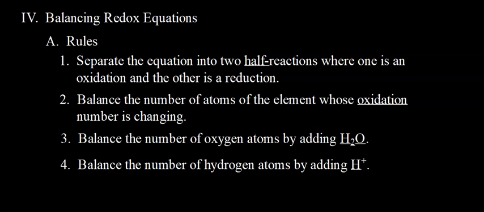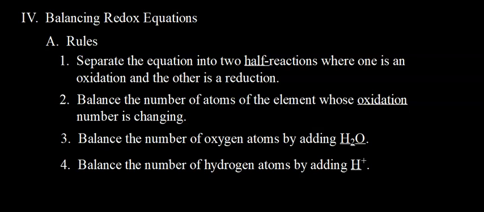So you'll be given some unbalanced net ionic equation. You want to separate it into two half reactions where one is an oxidation and the other is a reduction. They're known as oxidation half reactions and reduction half reactions. Remember that when a substance is oxidized, it loses electrons. Those electrons are shown on the right side of the equation. When a substance is reduced, it is gaining electrons, and those electrons that are gained are shown on the left side of the equation.